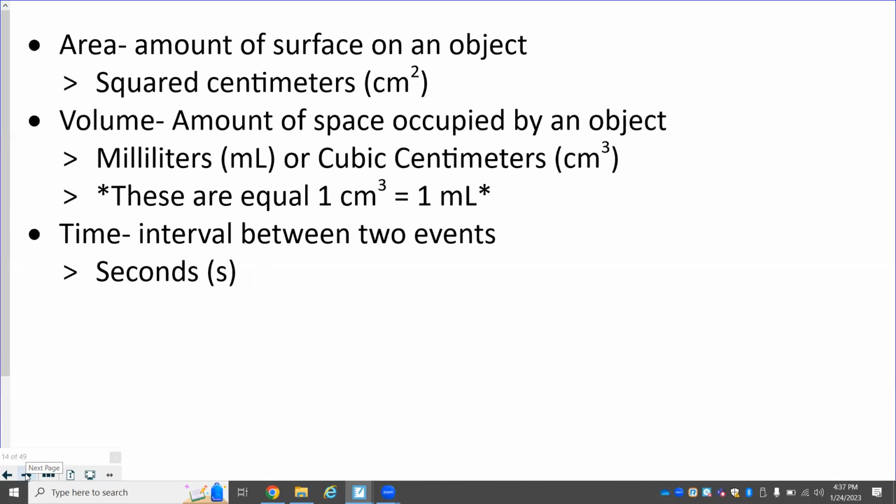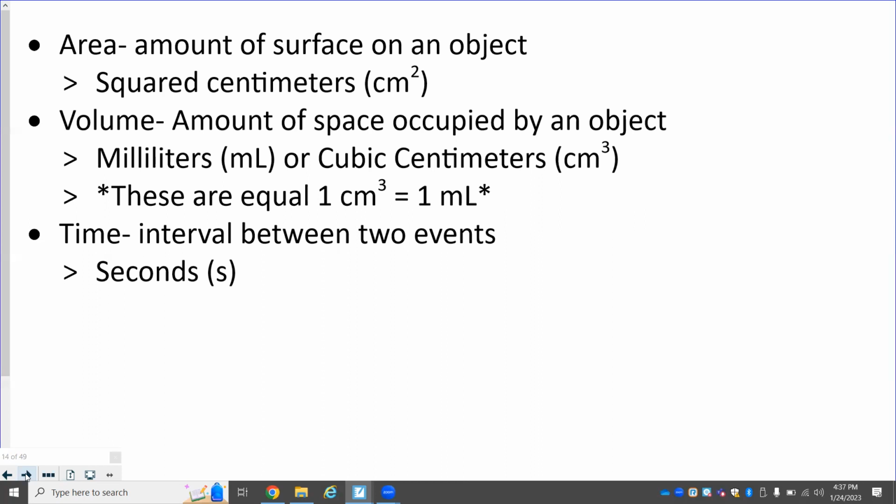We can also measure area for a substance. This is the amount of surface on an object. This is two-dimensional, so this would be just one flat surface that we're measuring. Area is a squared unit because we would have length times width. So this might be in squared centimeters. If we're measuring the area of a house, it might be in squared meters, things like that.